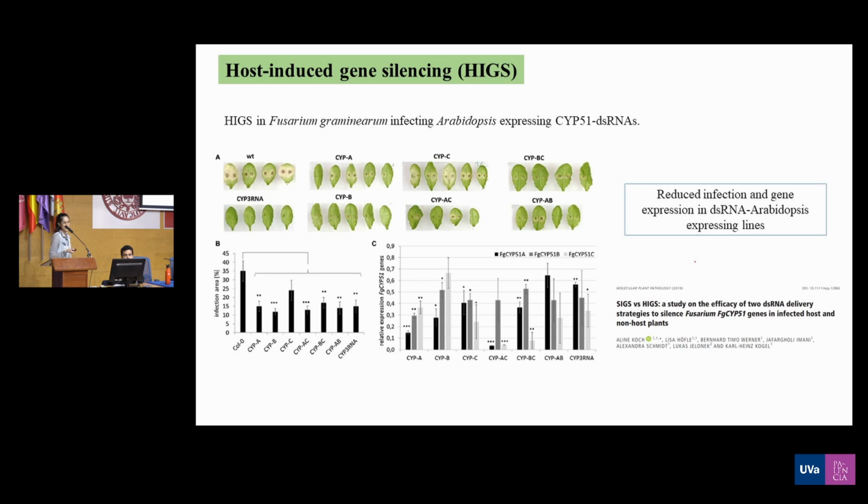This has been proven before, and here I just show you an example of it working in Fusarium graminearum in Arabidopsis. This Arabidopsis had been transformed to express a double-stranded RNA of a pathogenicity gene in Fusarium. While in the wild type the infection of Fusarium goes on normally, when you have Arabidopsis plants expressing this double-stranded RNA, you see a reduction of the infection. Here you can see a reduction of the lesion area, and you also see that the expression of these genes is downregulated compared to the control.